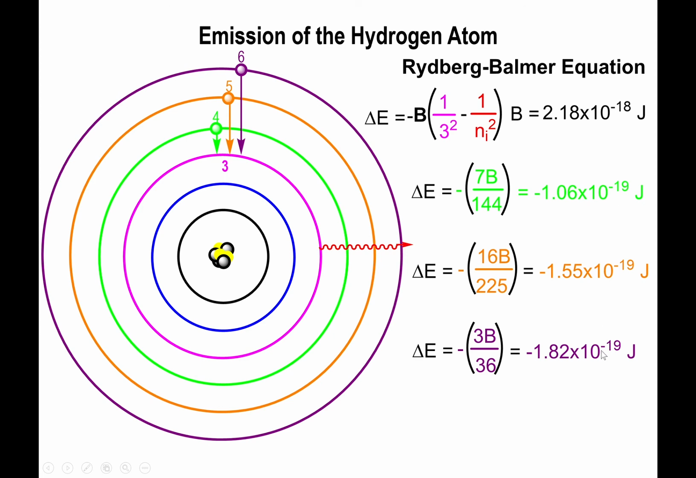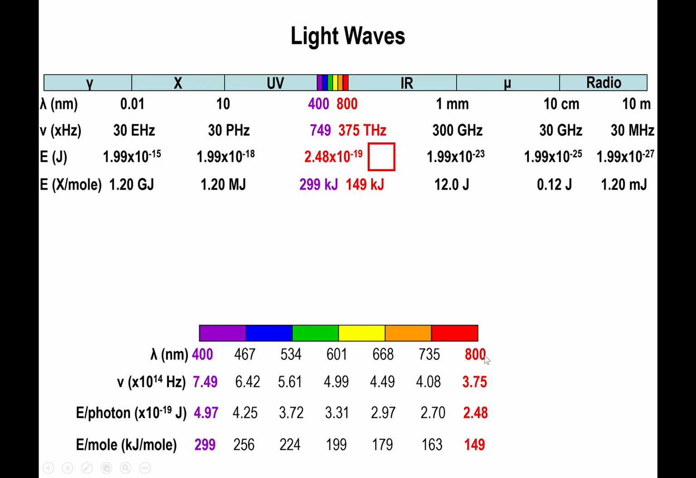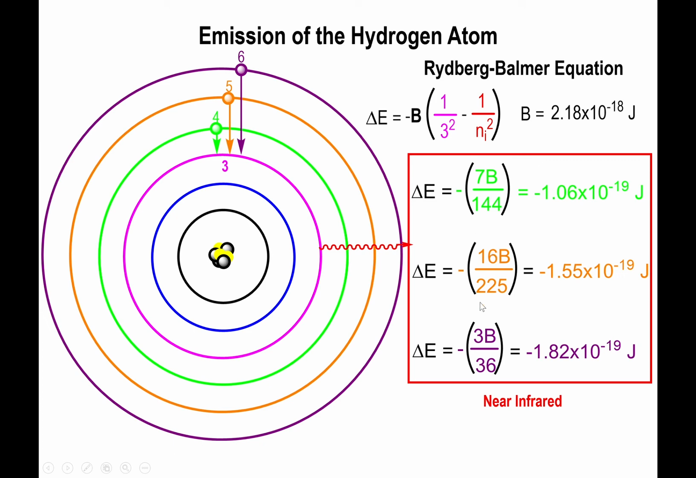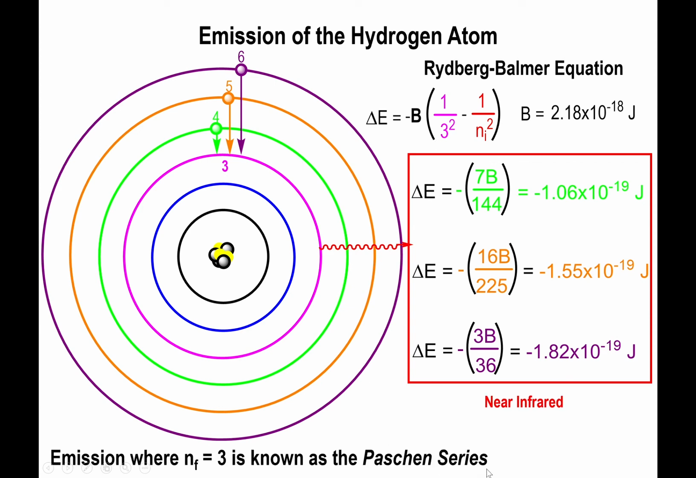They're all 10 to the negative 19, but we start at about 1 and we go up to 1.8. If you look at the energy per photon, that falls below the cutoff for the visible light. So we're actually dealing with infrared light. So all of this is infrared light as the electron decays to the third energy level. And decaying to the third energy level is also known as the Paschen series. Okay, so far we have the Lyman series decaying to n equal 1, the Balmer series decaying to n equal 2, and now the Paschen series decaying to energy level 3.